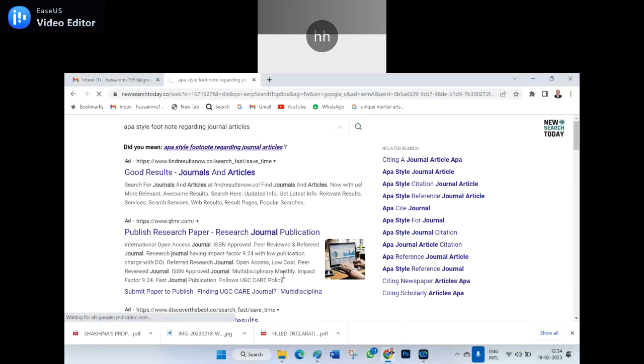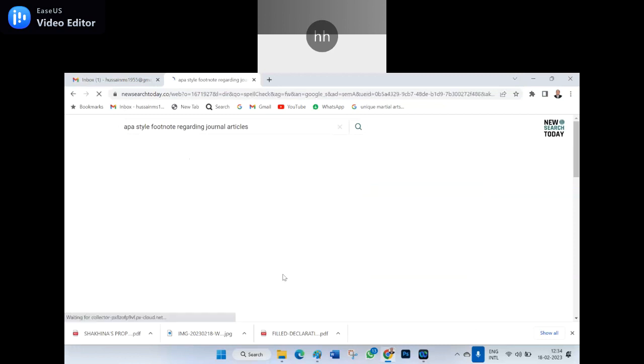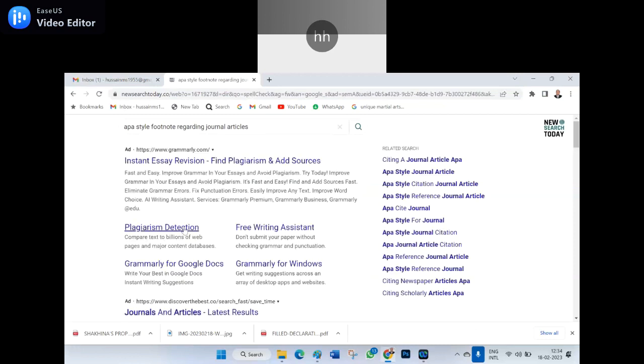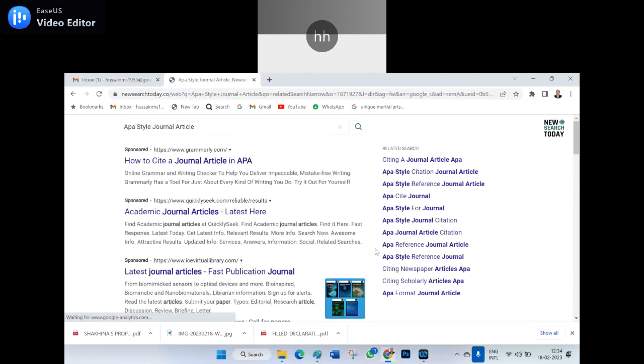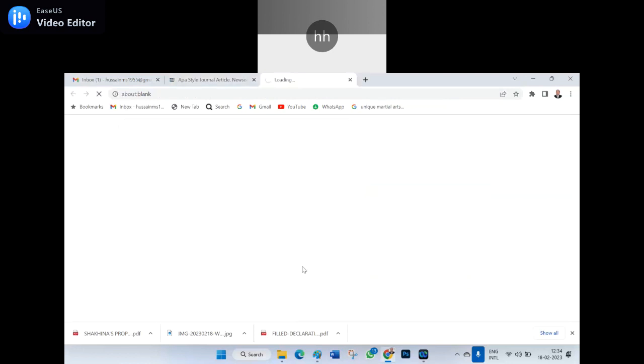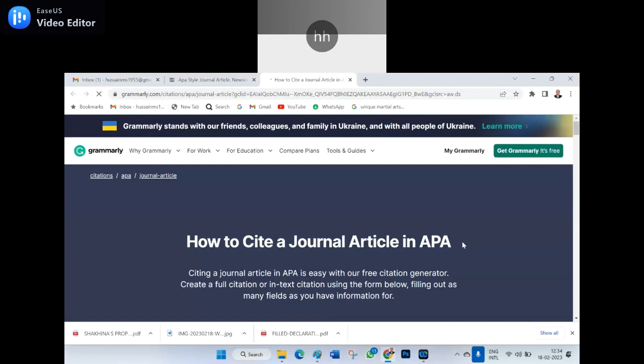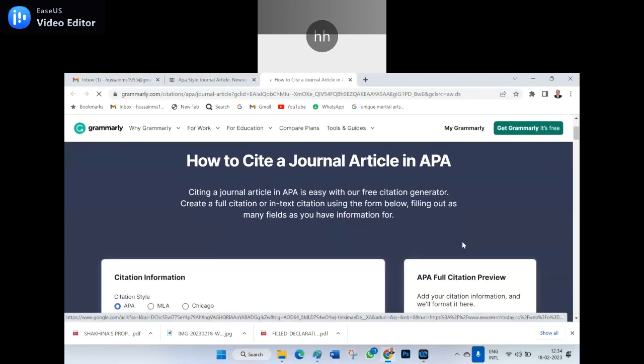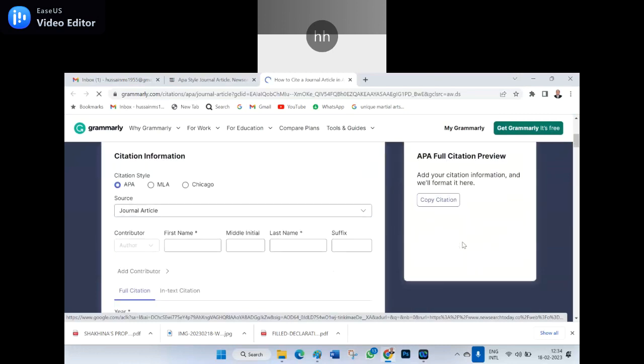Then they say APA style footnote as far as journal articles are concerned, and a plagiarism detection journal and articles results here, APA style of journal articles, how the citation should be there. How do you cite a journal article in APA style? So when you search it, how do you cite a journal article in APA style? That means citing a journal article in APA style is easy with our free citation generator.